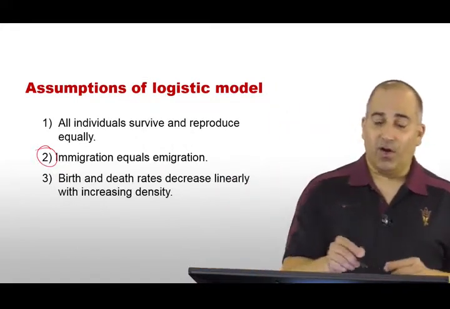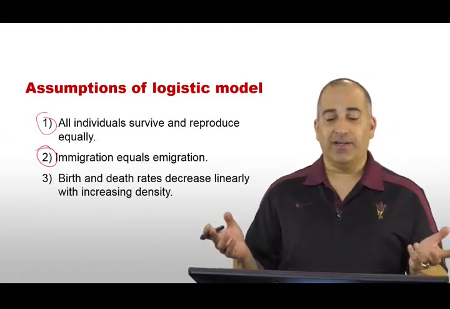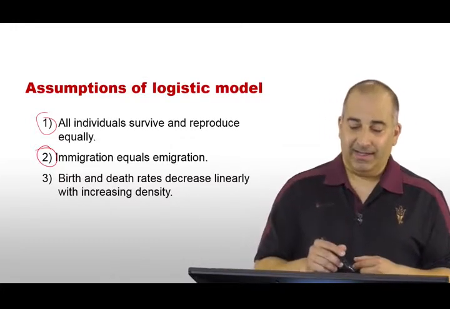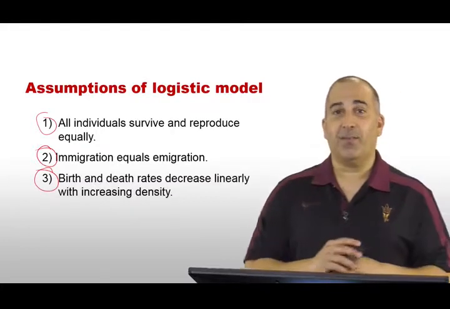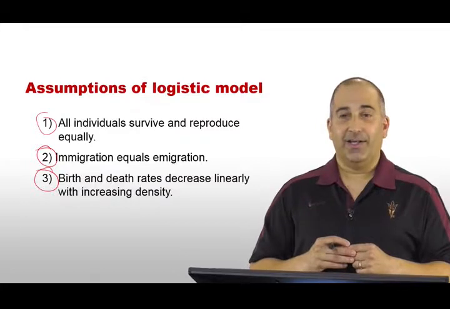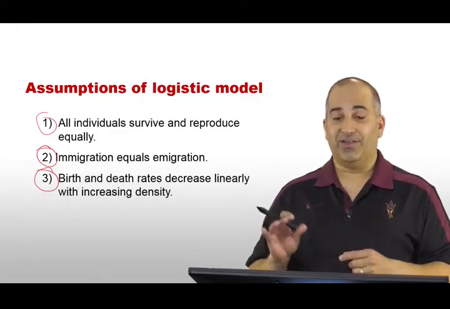And of course, we also assume that since the number of individuals is simply n, all individuals are equal. That means they all survive and reproduce equally. And finally, what makes this model a logistic model instead of an exponential model is we assume that the birth and death rates decrease linearly with increasing density.